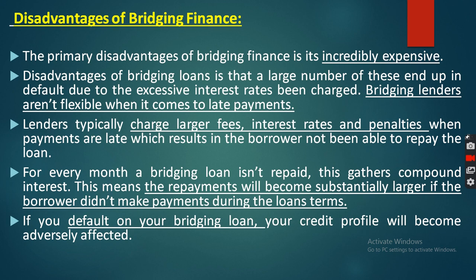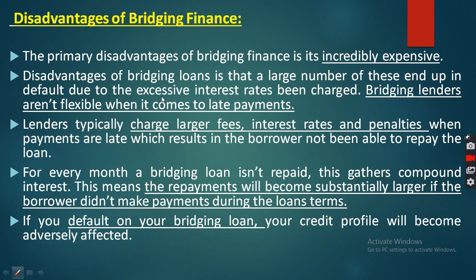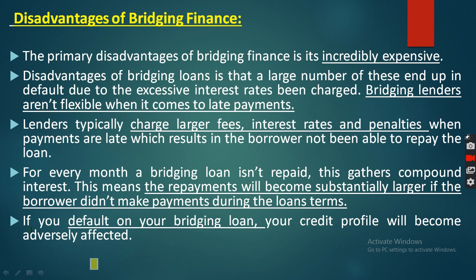Then second one, disadvantage of bridging loan is that large number of these end up in default due to excessive interest rate. Here is interest rate કેવો હશે? Excessive interest rate. Clear? Excessive interest rate means you have to pay generally large high rate of interest. Clear? High rate of interest you have to pay, so it will be considered as a incredibly expensive for the borrowers. So you have to pay high rate of interest, excessive interest rate.